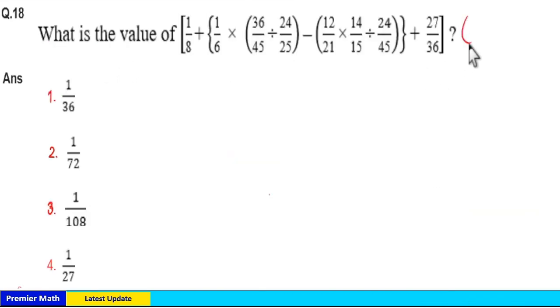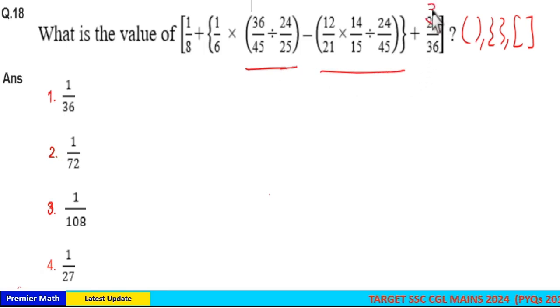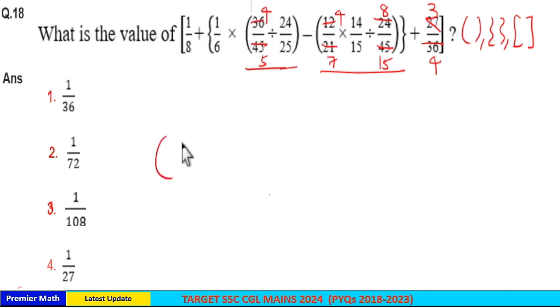What is the value of the following? Here the bracket order and BODMAS rule applies. So solve these two brackets first. Before that, 9 goes 3 times in 27, 4 times in 36, 3 goes 15 times in 45, 8 times in 24, 3 goes 7 times in 21, 4 times in 12, 9 goes 5 times in 45, 4 times in 36. Now the first bracket will become 4 by 5 divided by 24 by 25. I'll write it as into 25 by 24.